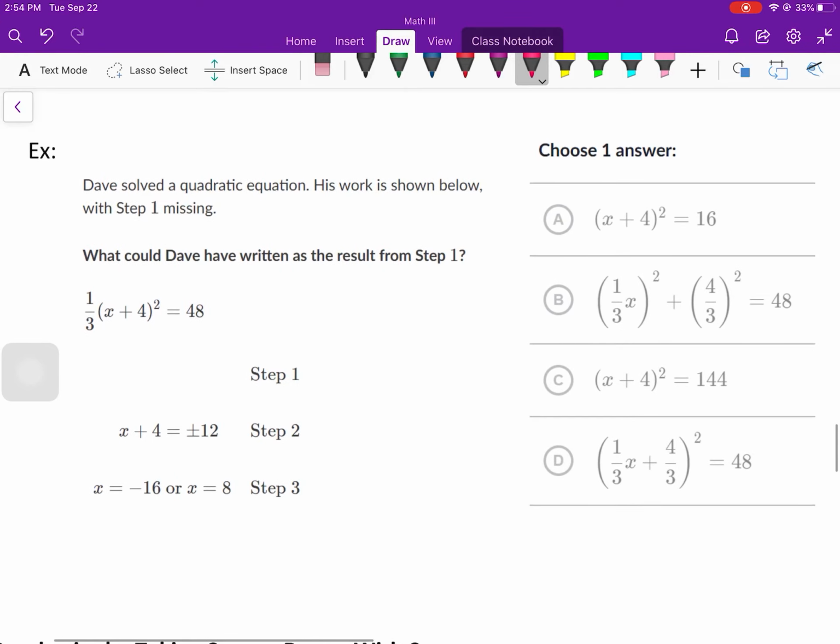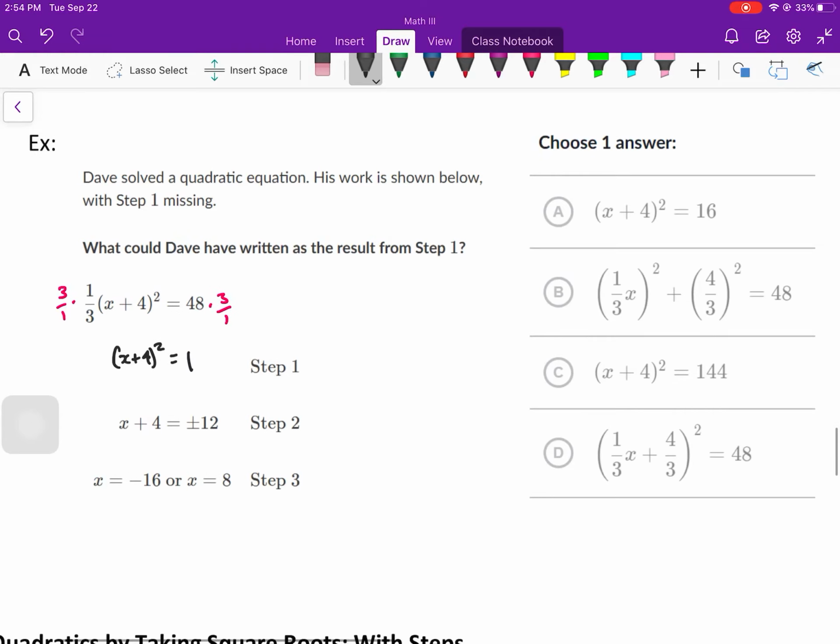Dave solved a quadratic equation. His work is shown below. What could Dave have written for step 1? So this is just another practice problem for you guys. See how there's a 1/3? You just multiply by 3 over 1. And that would leave us with just (x plus 4) squared equals 144.